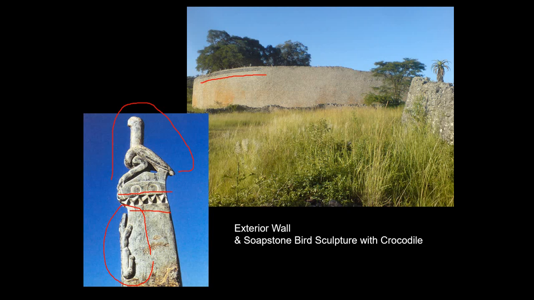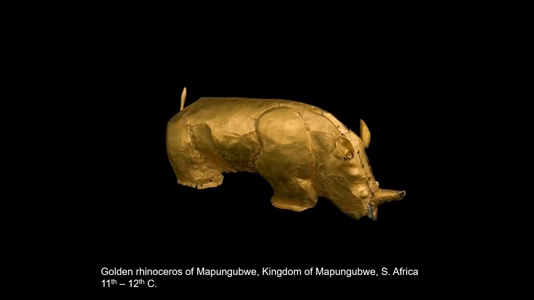We know that there were a number of wealthy communities that existed in South Africa. And you can see that in this beautiful object that exists here. This is the golden rhinoceros, Mapungubwe. This was from the kingdom of Mapungubwe in South Africa.